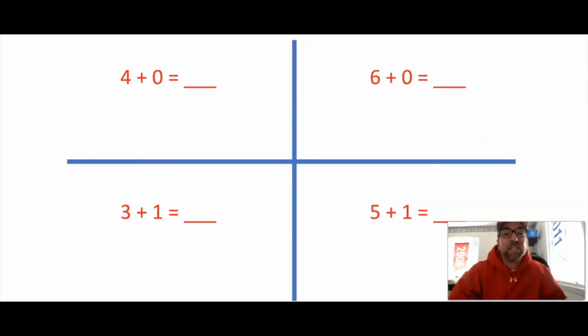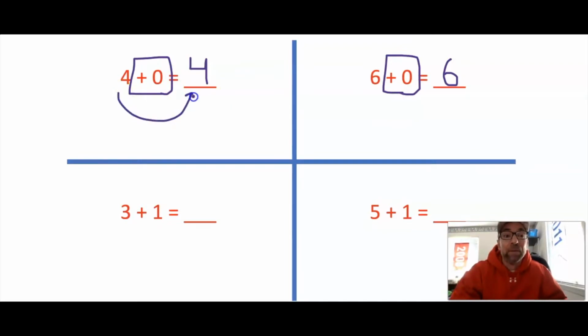All right, let's go and check. 4 plus 0, did you get 4? 6 plus 0, did you get 6? Because anytime we add 0, it's like adding nothing. And we always get the same number. We call that the mirror rule. It's like a mirror, right? You look into the mirror and you see the same exact thing.